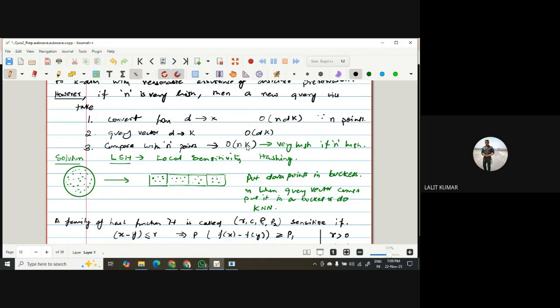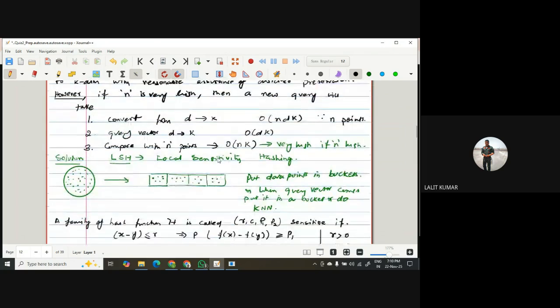So for that, the solution is locality sensitive hashing. We have a hashing function by which we put all the data points in buckets. And when some query comes, that query will also land in a bucket. So that bucket has fewer data points, and there we can do the nearest neighbor search to find which are the good points.